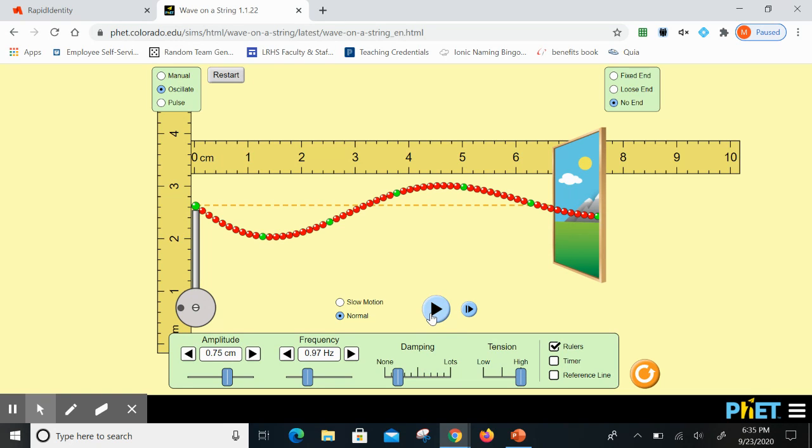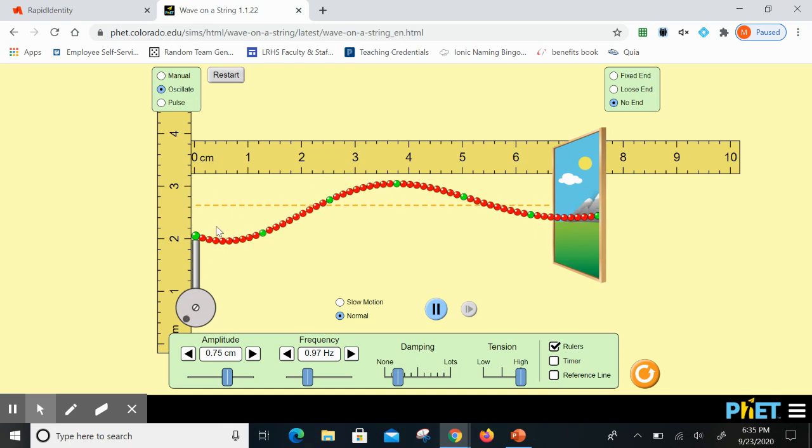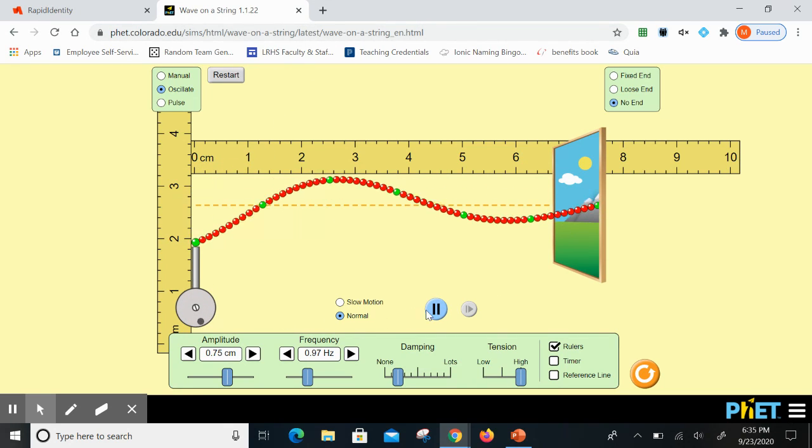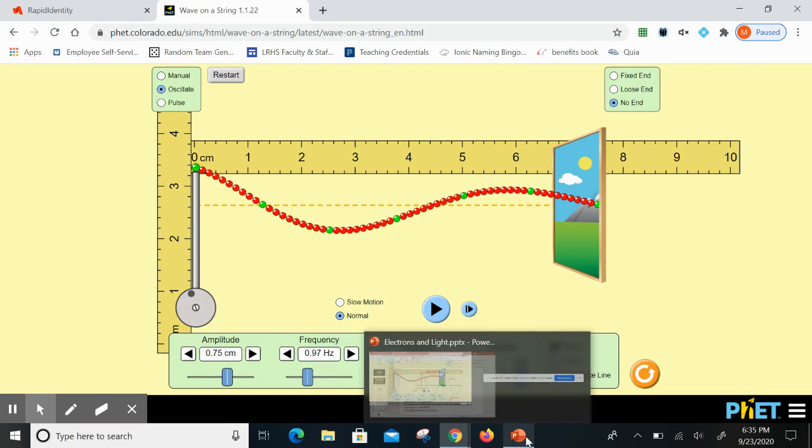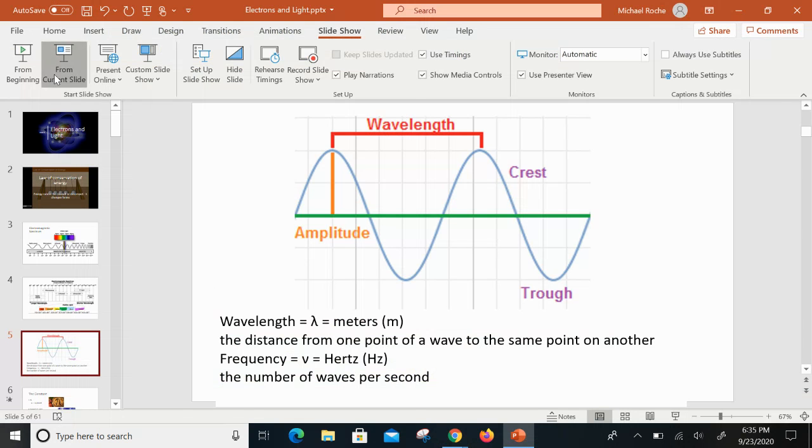Now, frequency deals with this going up and down, right? It is not necessarily the speed at which the wave is traveling. It's just the speed at which this thing is going up and down. That tends to be a little confusing to people. When we talk about the speed of a wave, those are constant. So let's get back to this.